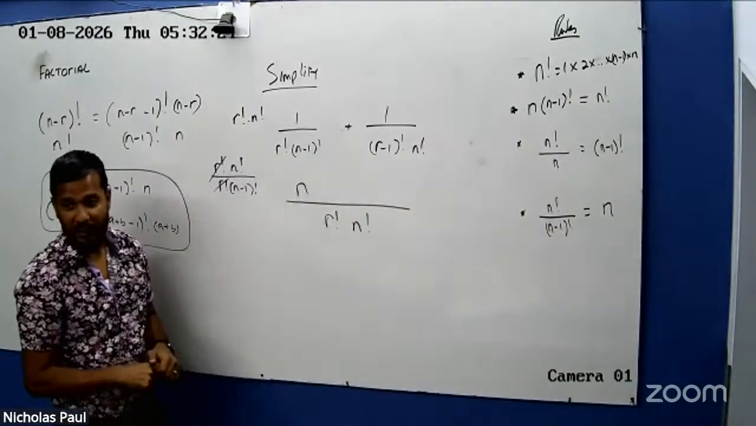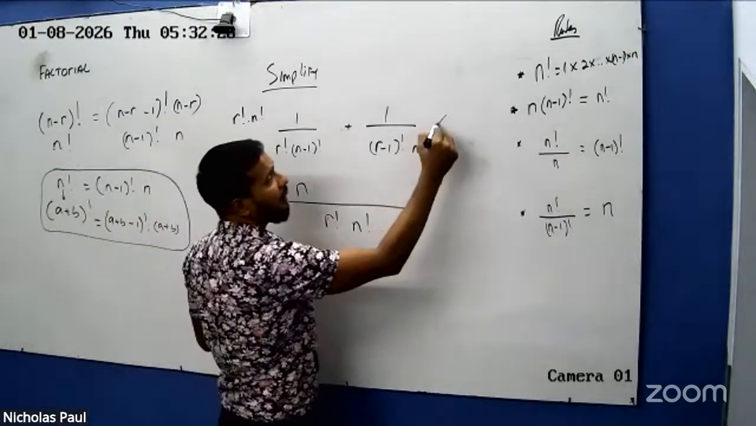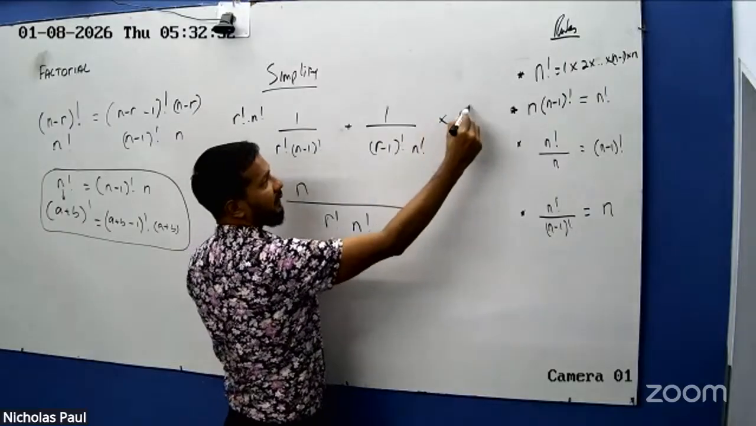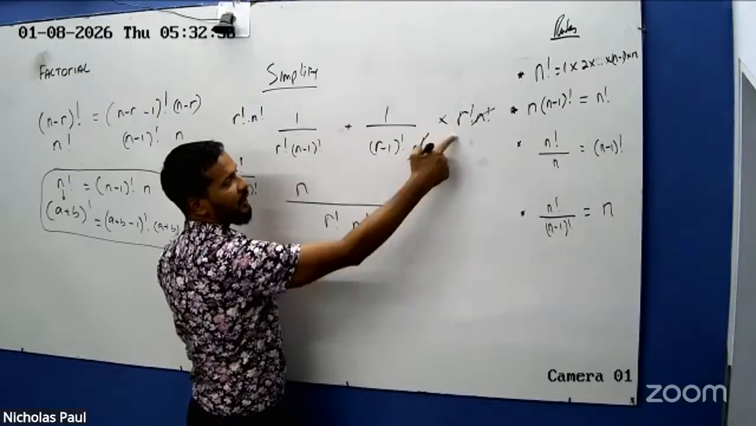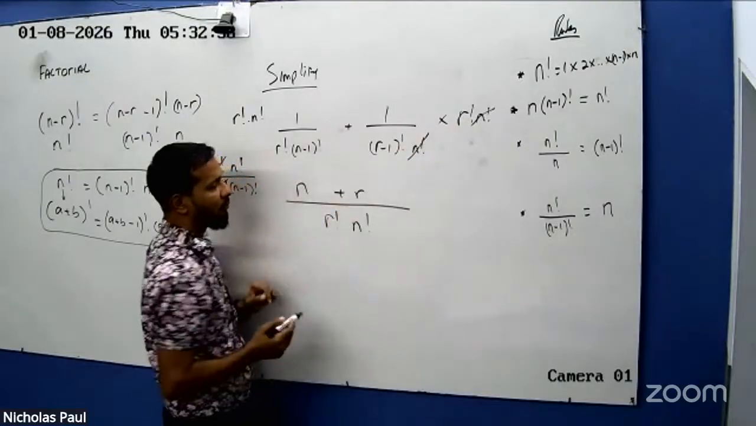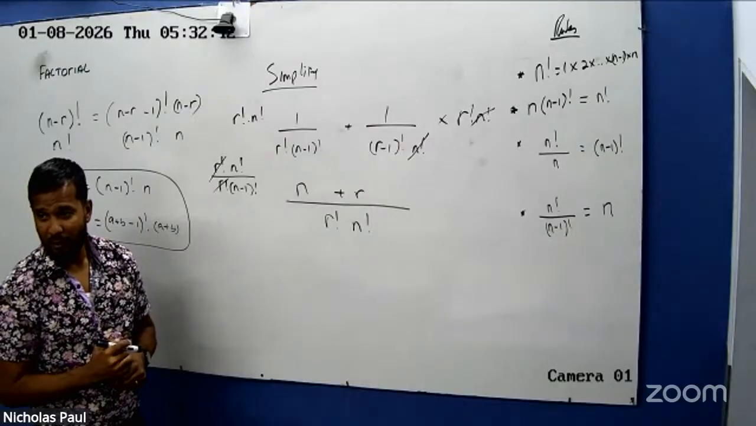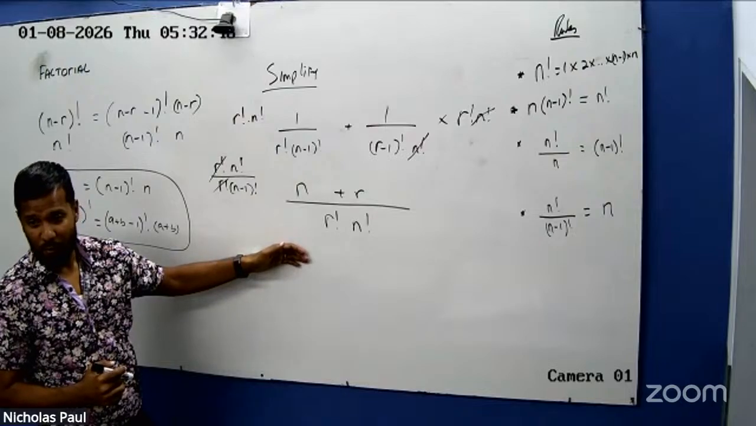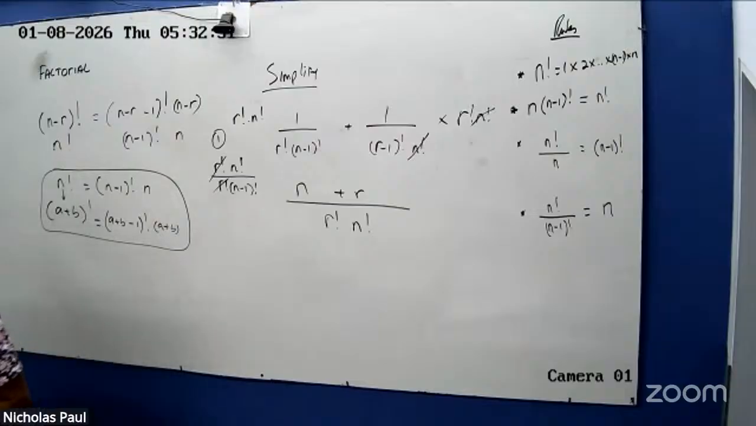Do you all see that? And lastly, what is this by the same thing? The n factorial cancels and you'll get the result. That's the way you simplify from here to here. Everybody okay with that? Copy it down. I'm going to give you one.